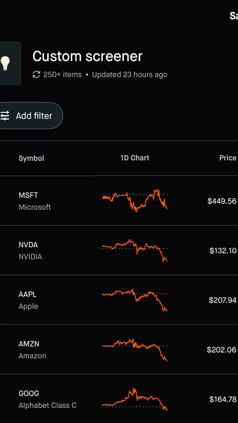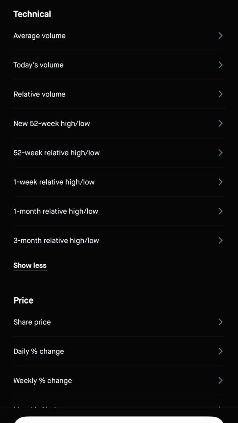You want to go to add filter. This is on Robinhood. After you add a filter, you're going to be given these choices of what filter you want to add to find the stock that you're looking for to trade. You don't know what you're trading yet. Let's pretend it's Monday morning. You don't know what you want to trade. You're trying to find what to trade. You don't even know what you want to make money on, right? This is how you find out. You make a screener.